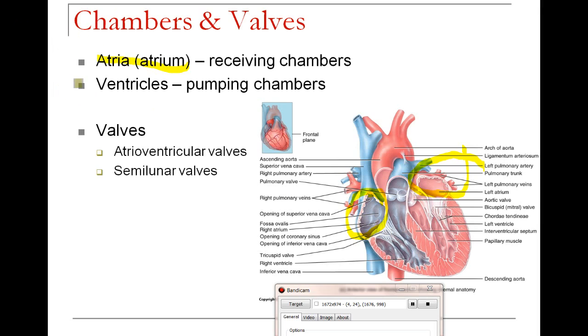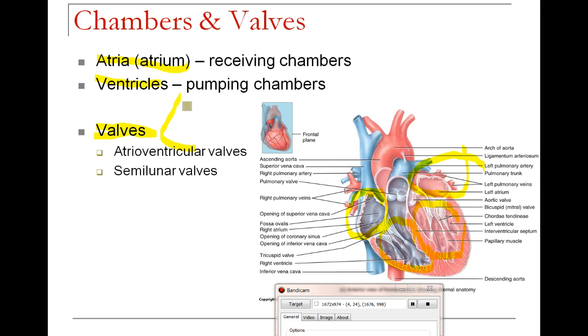Now the ventricles are the bottom 2 chambers, and they're the pumping chambers. Here's the left ventricle, and here's the right ventricle. So those are the chambers. Now the valves, there are 4 valves.